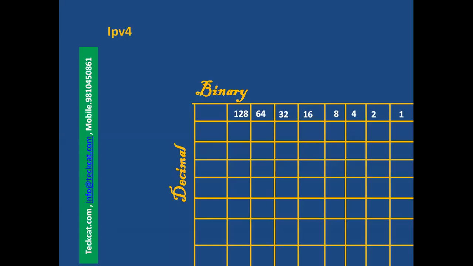See, 192.168.0.1. This is an IP address, and this is an IPv4 address. And you know, this IP address is a 32-bit address.